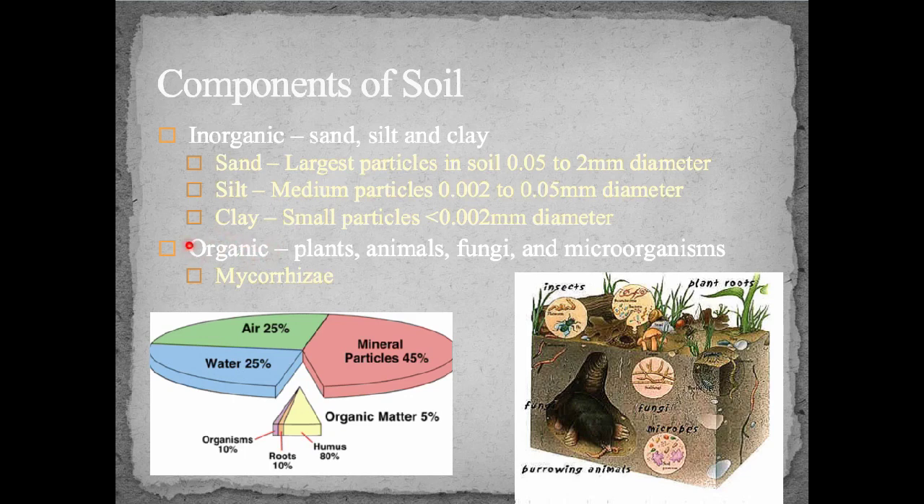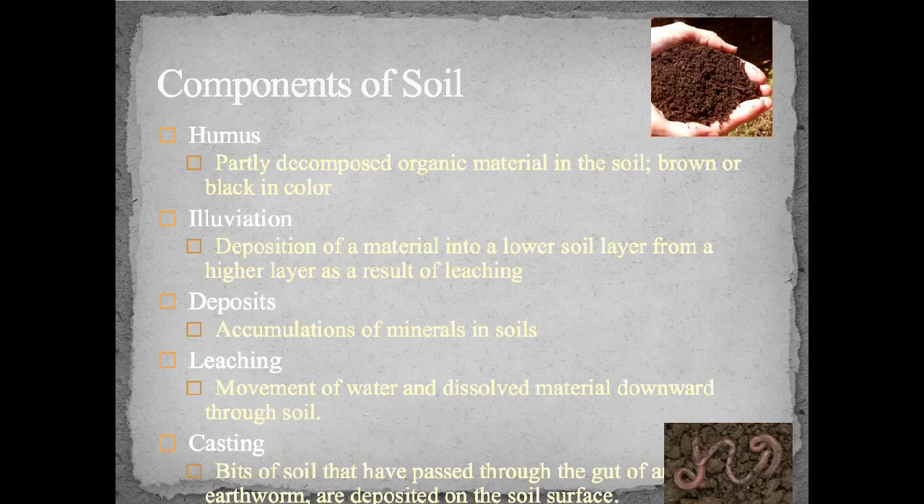The organic is made of plants, animals, fungus, and microorganisms. I have mycorrhizae here, which, if you remember back from chapter 4 or 5, I'm not really sure, is a type of fungus, I believe, that helps transform nutrients from soil into a usable form for plants, and helps the roots of plants. Humus, partially decayed organic material in soil, gives it a brown or black color.